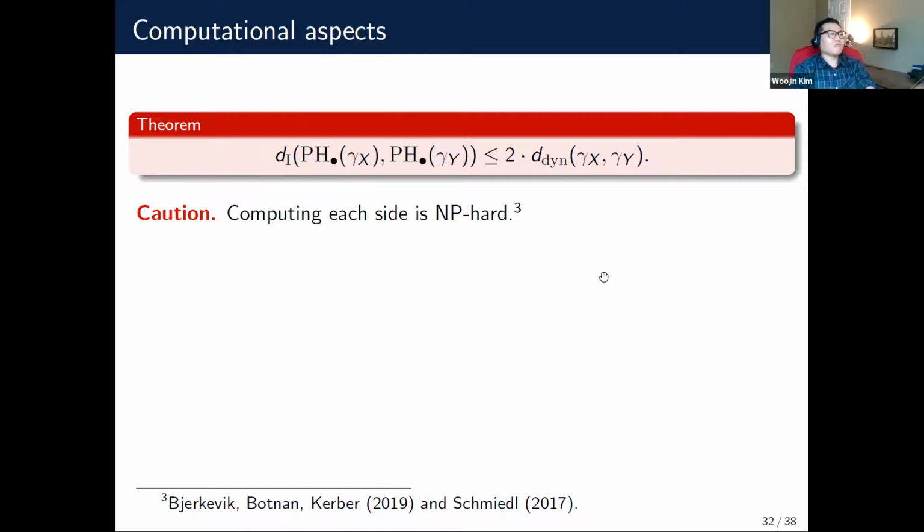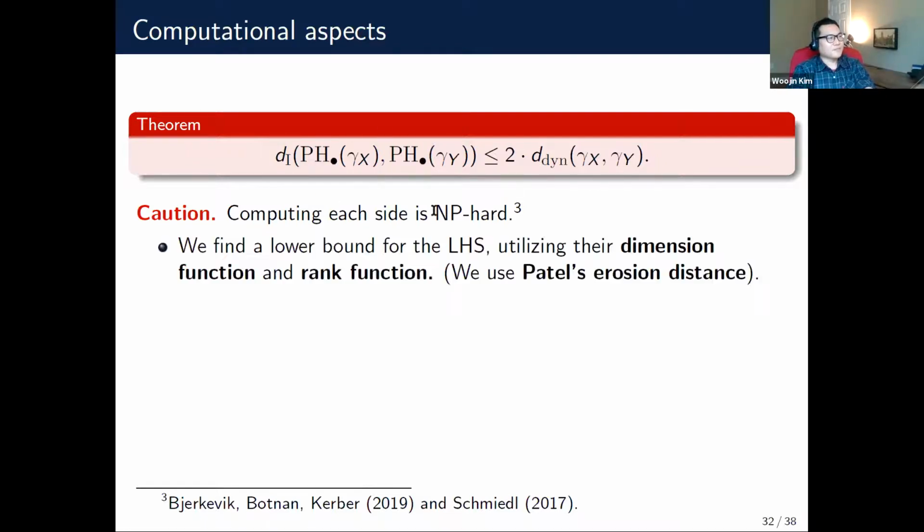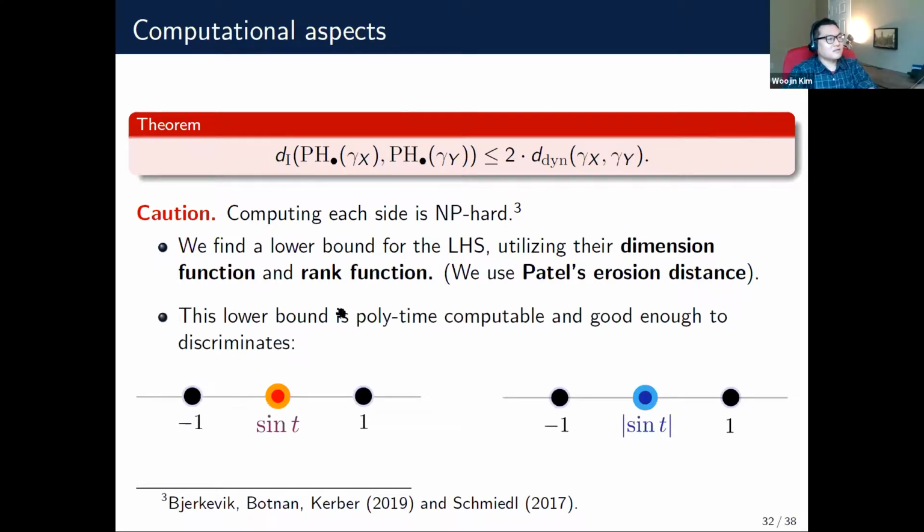So what we do in our paper is to find another lower bound for this left-hand side. We consider some invariants of spatiotemporal persistent homologies, which are called dimension functions and rank functions, and we adapt Patel's erosion distance to measure the distance between these two invariants. Then using that distance, that lower bound can be computed in polynomial time and is still good enough to discriminate these two dynamic metric spaces. So we are happy with that lower bound.